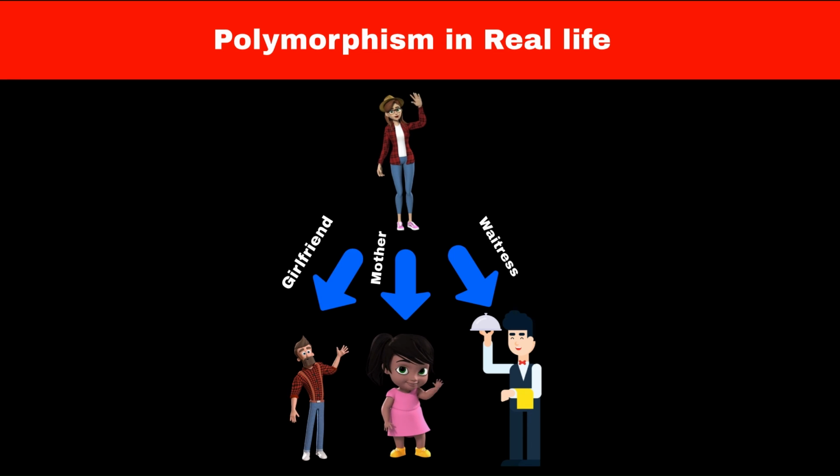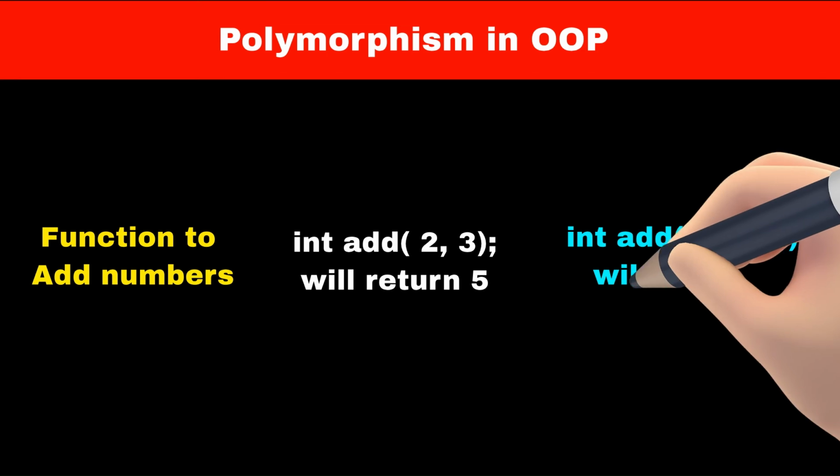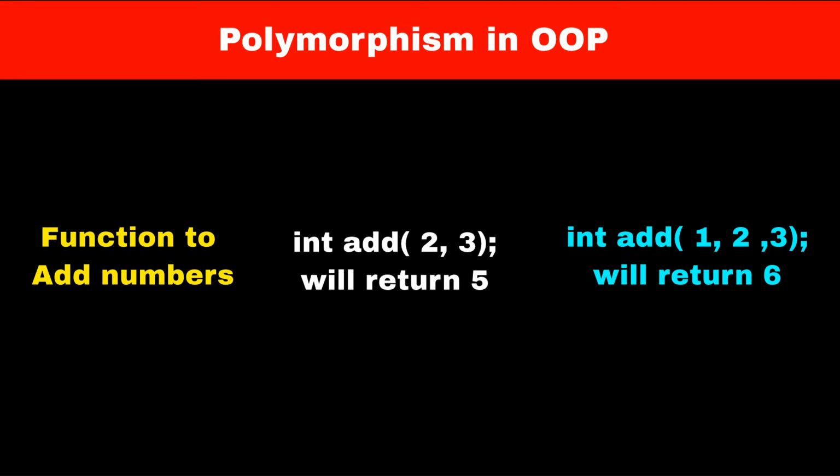Now let's understand what is polymorphism in OOP. Consider we created an add function for adding numbers. If we pass two numbers to the function, then it will add these two numbers. And if we pass three numbers, then it will add three numbers. Means the add function is doing two tasks, that is it has multiple forms. So two or more functions can have the same name but different parameters or functionality, and this is called polymorphism in OOP.